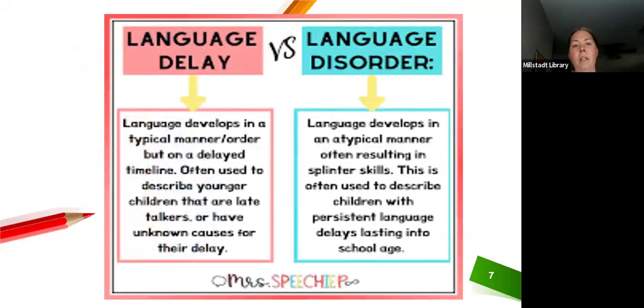There's a difference between having a language delay versus a language disorder. Delay typically means that the manner or order of the language being developed is just on a delayed timeline. So if there's a younger child that is just a late talker, that may be best described as language delay. However, to be diagnosed with a language disorder, there is an atypical manner of language development. And this is someone that has difficulty speaking with others or using language in a spoken form.